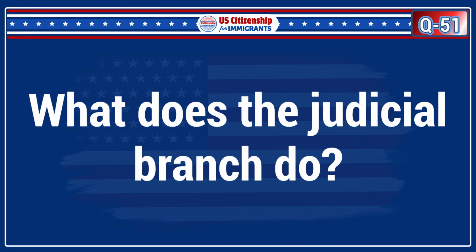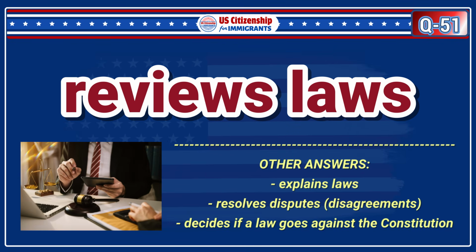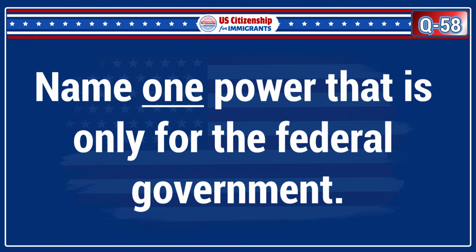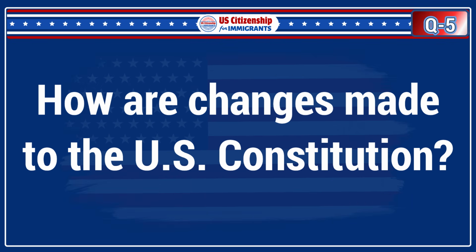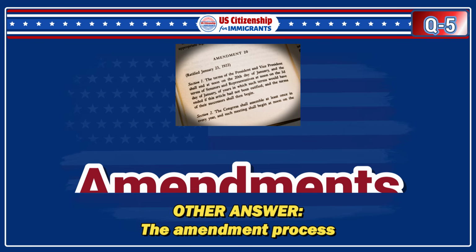51. What does the judicial branch do? Reviews laws. 58. Name one power that is only for the federal government. Print paper money. 5. How are changes made to the U.S. Constitution? Amendments.